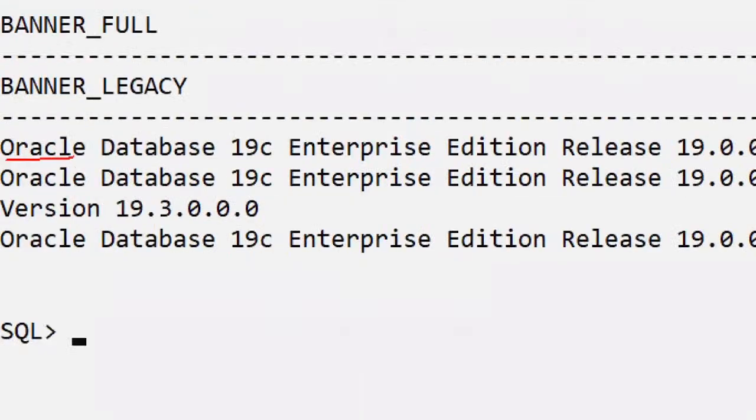Oracle is a product from Oracle Corporation. But what type of product is it? A database product. The version we are learning in our course is 19c, a version of this DB product.